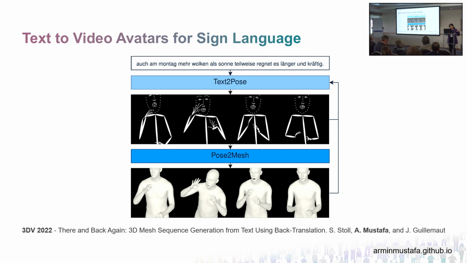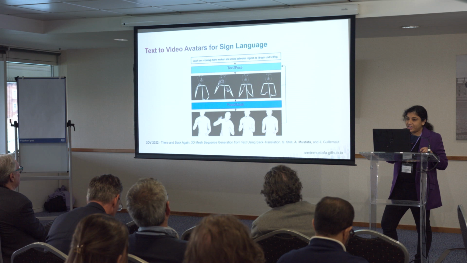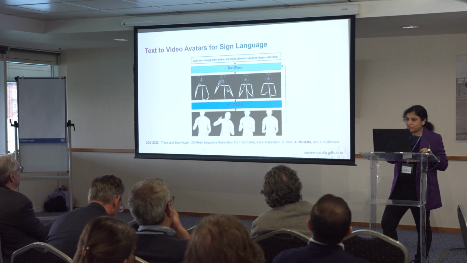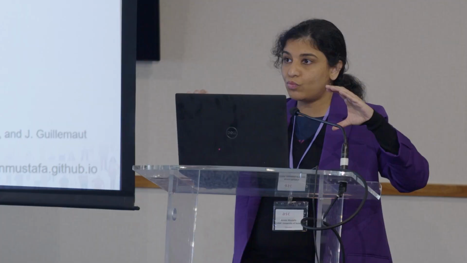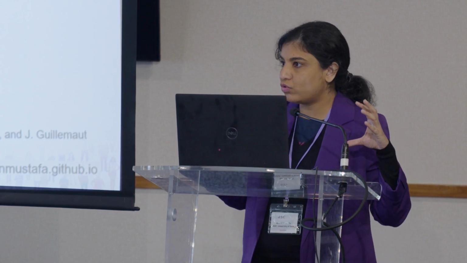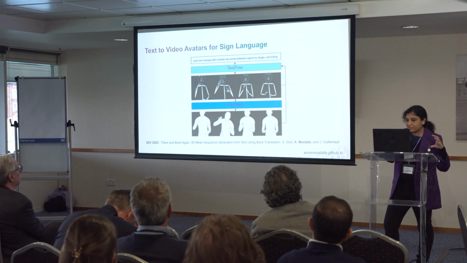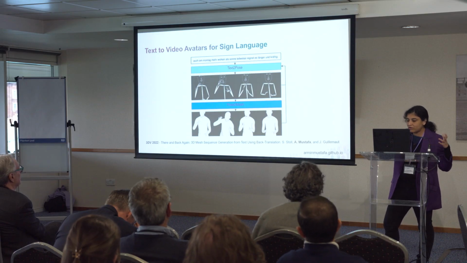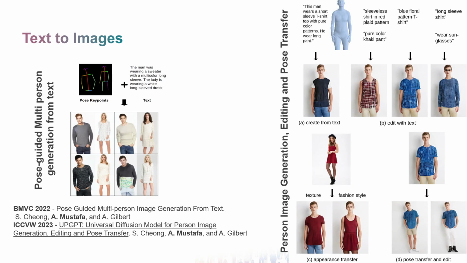Then, so this was the LLM. Now we are looking into generative AI. In generative AI, we have worked on creating text to videos. In this particular work, which was done in German, that's why the caption is in German, you had German text input. We created poses from text and then meshes from text. So the idea was that if you have a caption, you want to generate a sign language output of avatars automatically, and this method could be used for that. You can generate these avatars, and actually the performance was quite good compared to the existing state-of-the-art methods.